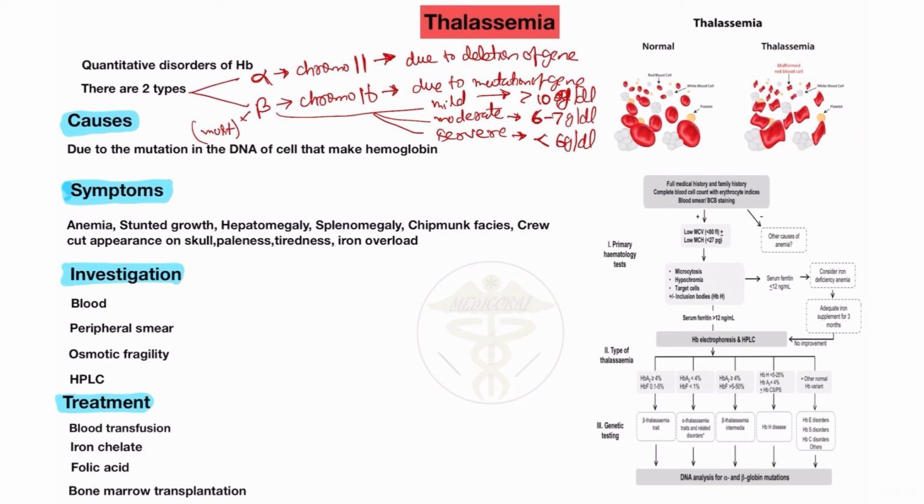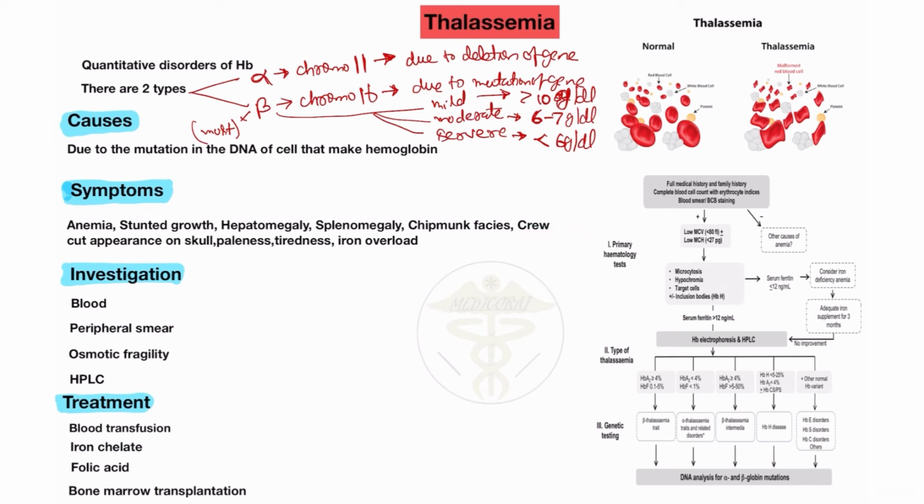And stunted growth means there are problems in the growth of babies; abnormal growth occurs in babies with thalassemia. Also hepatomegaly and splenomegaly both occur in the patient with thalassemia, and the size of both increases. And a chipmunk-face-like appearance occurs in the thalassemia patient.